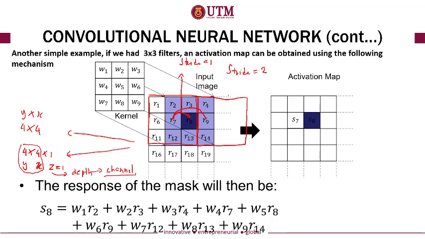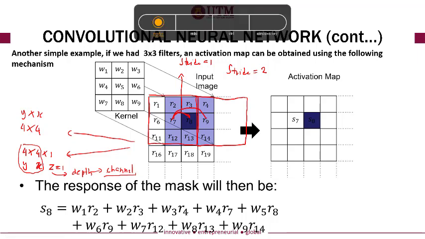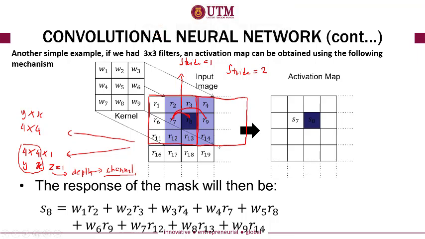Sorry, let me undo this one. It cannot be undone because I drew it wrongly, because it should be here. The window should be here. Sorry. Yep, because from here you move 2 steps ahead to this part. That is the meaning of stride.